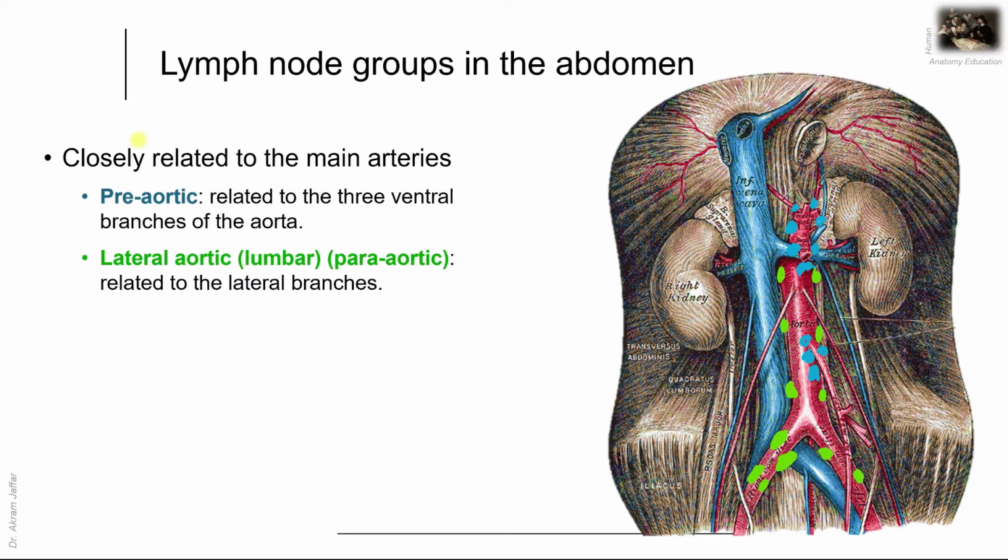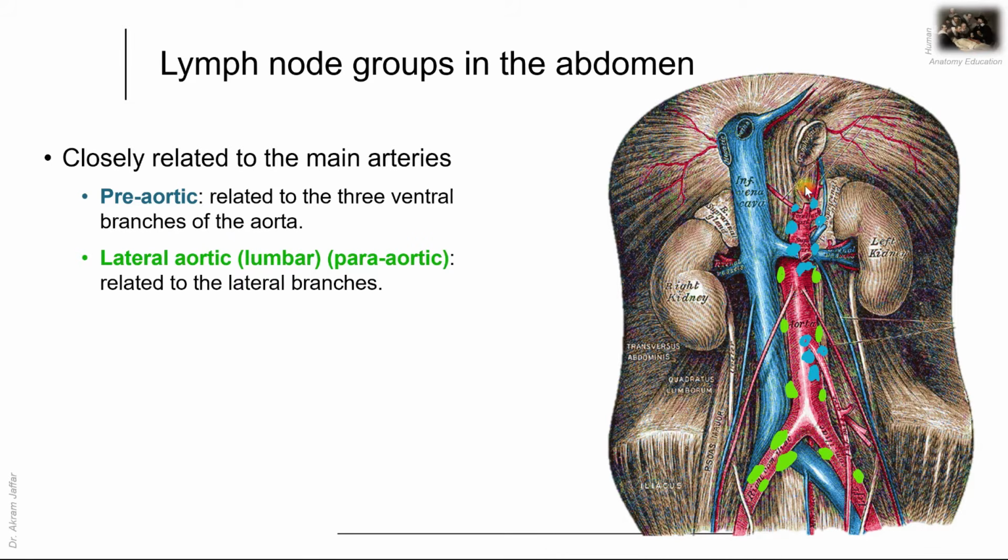Now let's deal with the lymph nodes in the abdomen. In the abdomen, the lymph nodes are related to the main arteries. So we have the aorta and its branches, including the anterior, lateral, and terminal branches. The lymph nodes are divided into pre-aortic, that are related to the three visceral branches of the aorta, which arise from the anterior side of the aorta.